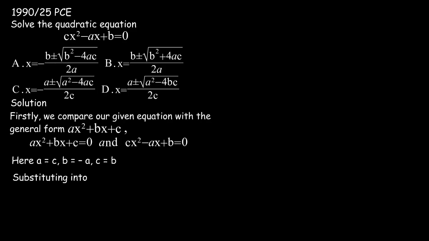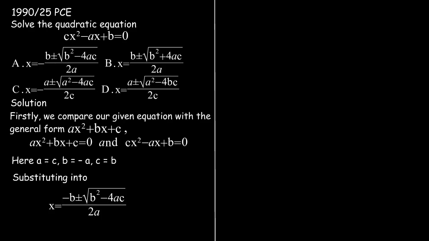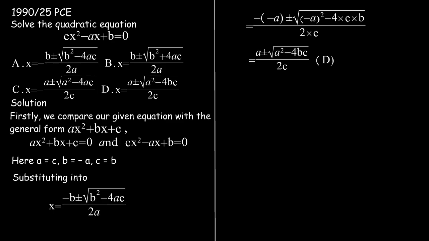So substituting this into our general quadratic formula, x equals minus b plus or minus the square root of b squared minus 4ac divided by 2a, it will be equal to minus in bracket minus a plus or minus the square root of minus a in bracket squared minus 4 times c times b divided by 2 times c, which will be equal to a plus or minus the square root of a squared minus 4bc divided by 2c, and the correct option is D.